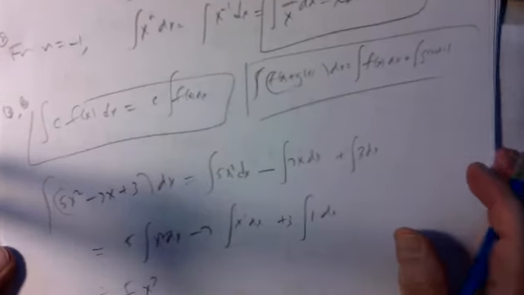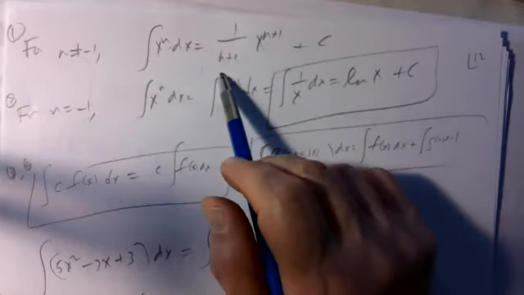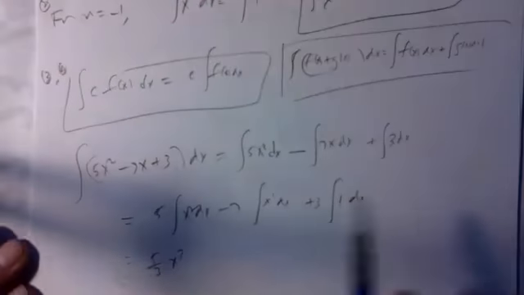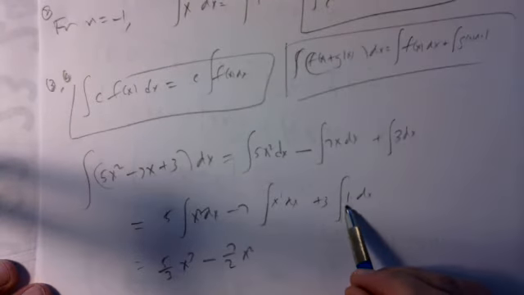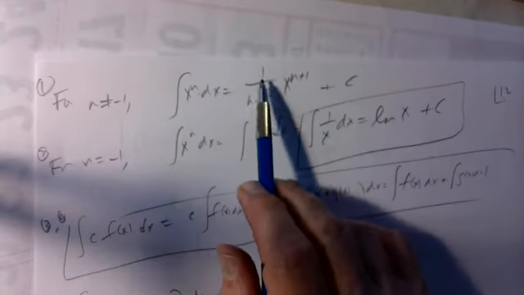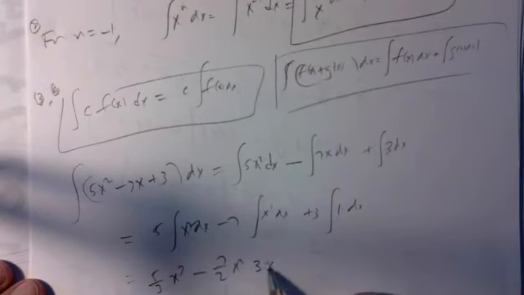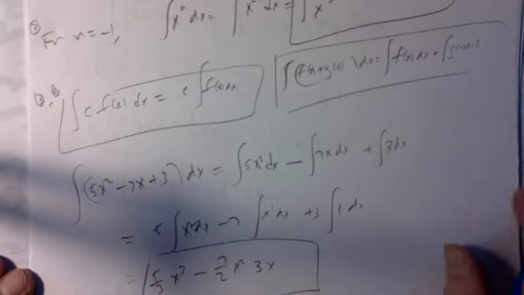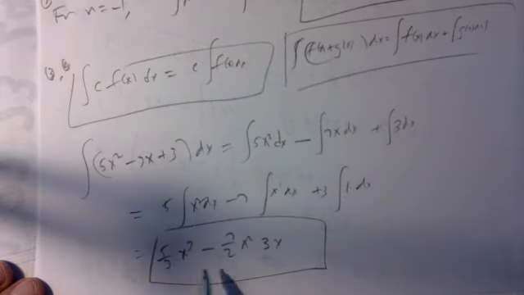Here, this is x to the first power. When n is equal to 1, the integral of x is 1 over 2 x squared. This is minus 7 over 2 x squared. And 1 is like x to the 0. When n is 0, this is 1 times x, just x. So plus 3x. And you can check that this truly is the antiderivative of this function. Just differentiate this term by term, you get 5x squared minus 7x plus 3. So this all fits together very nicely.